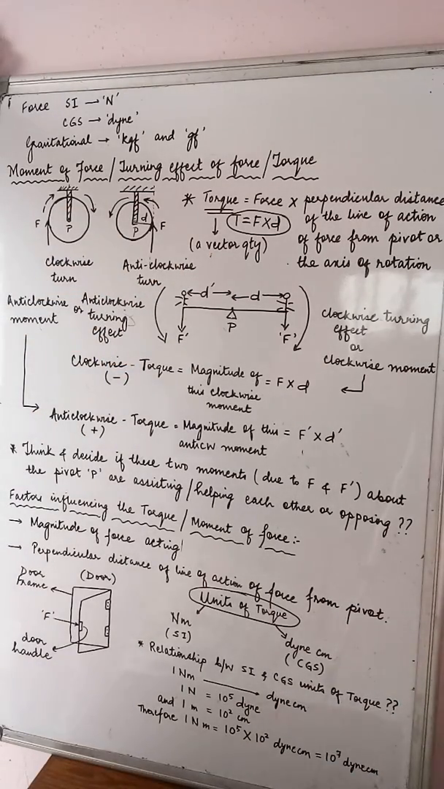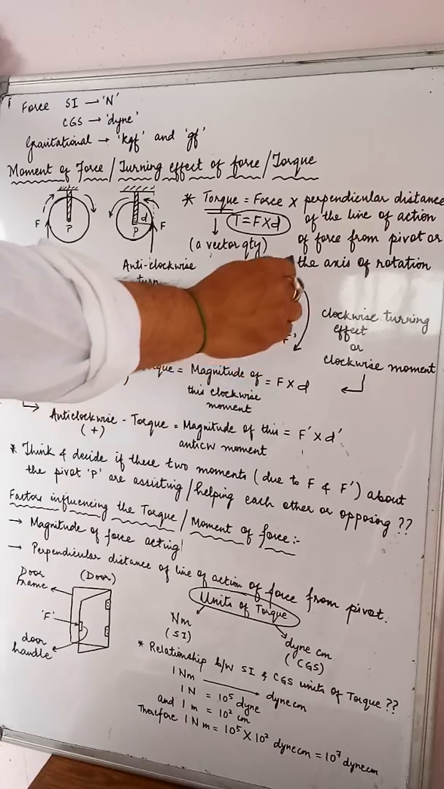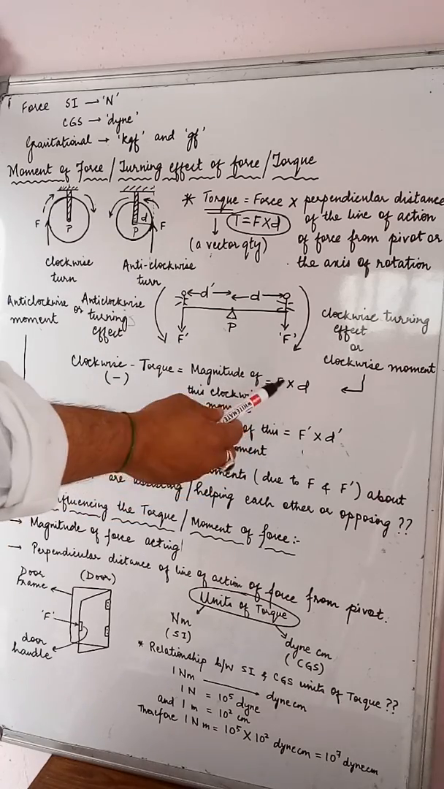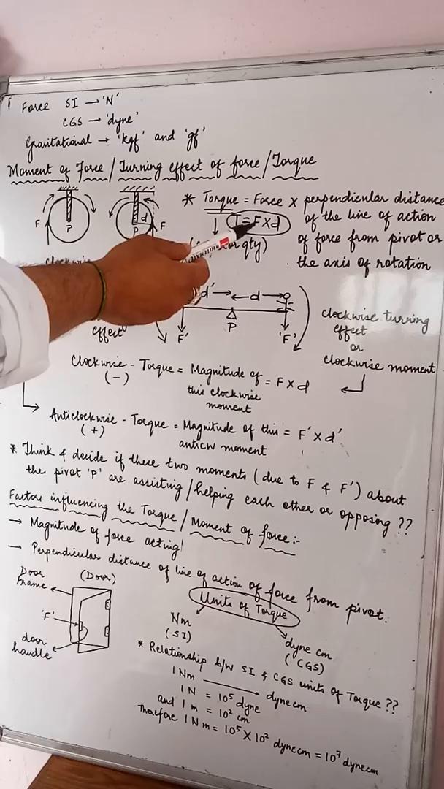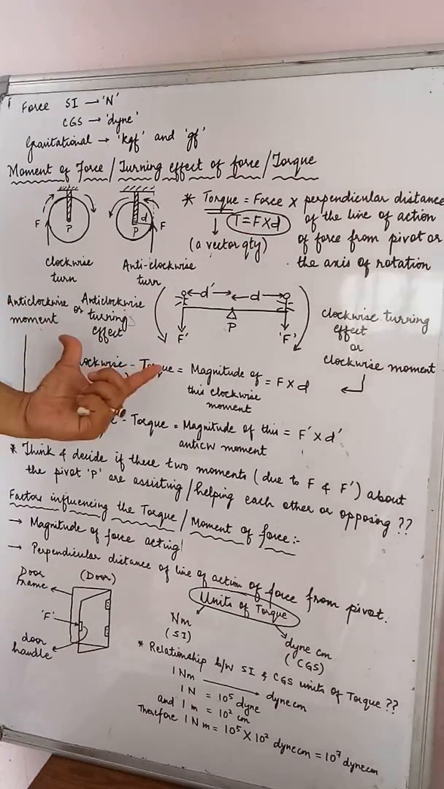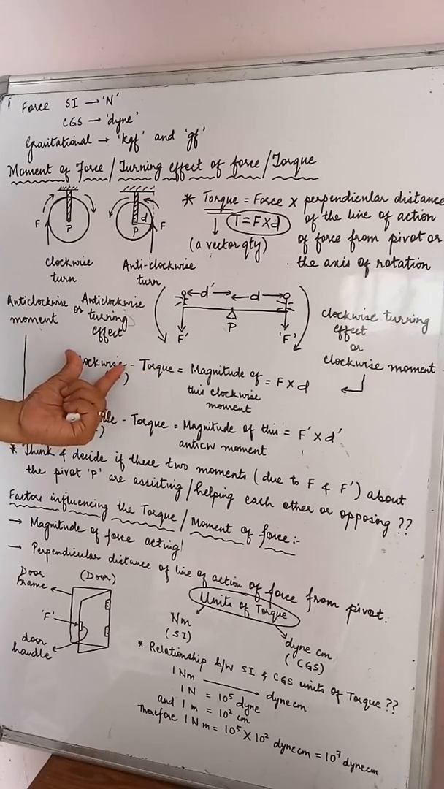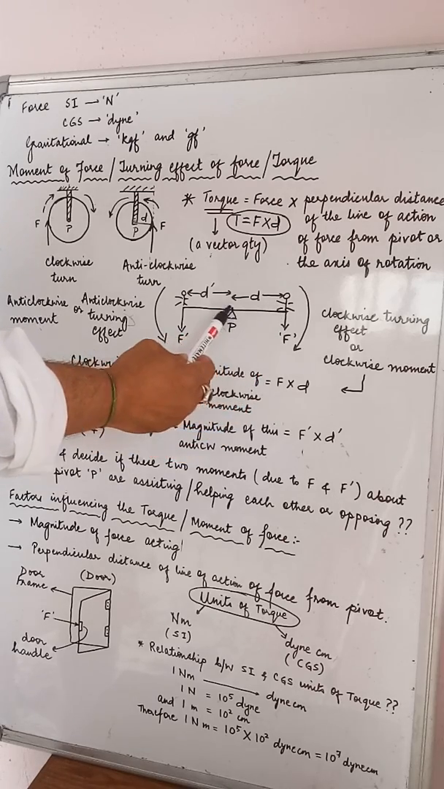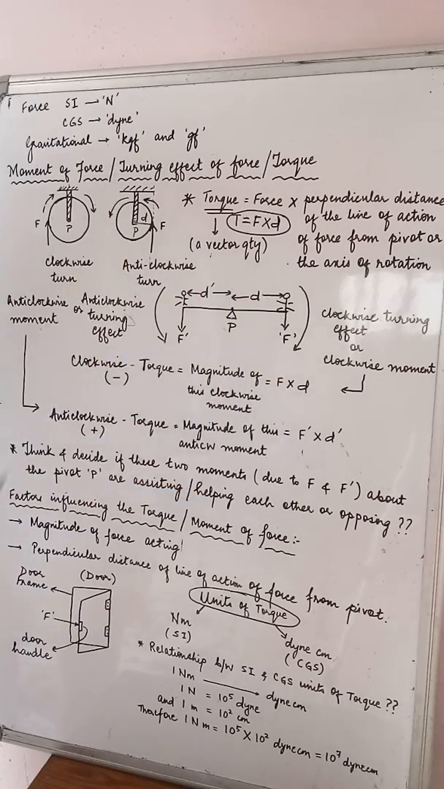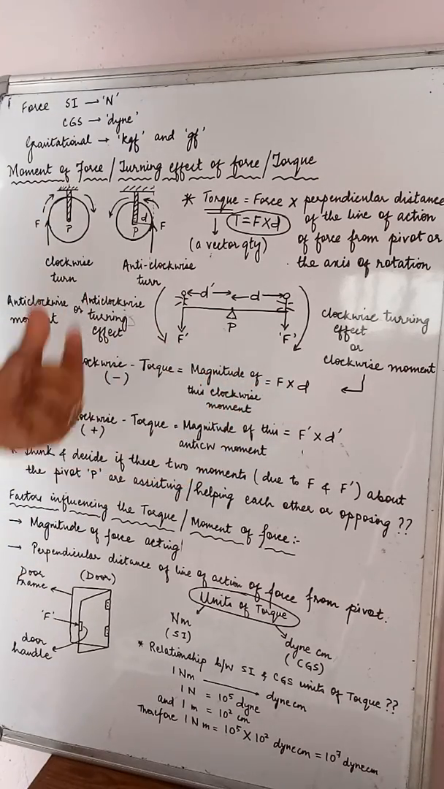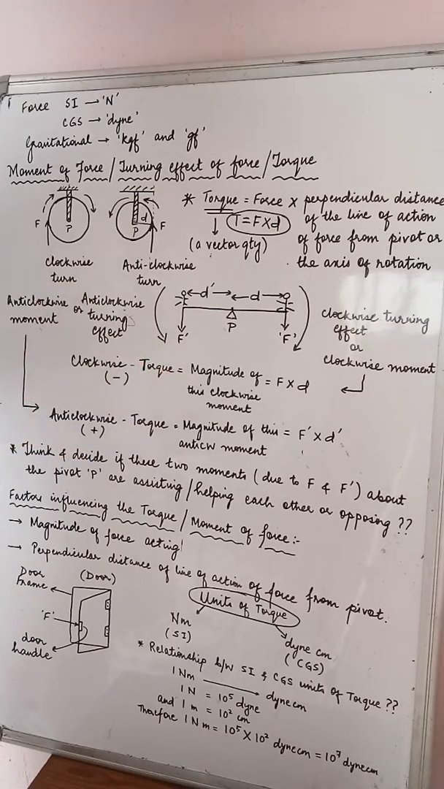Now, how many turning effects are being created? Now you see, because of this boy, the clockwise turning effect is there. So clockwise torque is equal to, now what am I going to use? I am going to use the torque formula that I had discussed just now, force multiplied by the distance. So which torque am I talking about? I am talking about the clockwise torque. So for this I will take this force and this distance. Okay, so F into D. This is known as the magnitude of the clockwise moment or magnitude of the clockwise torque.